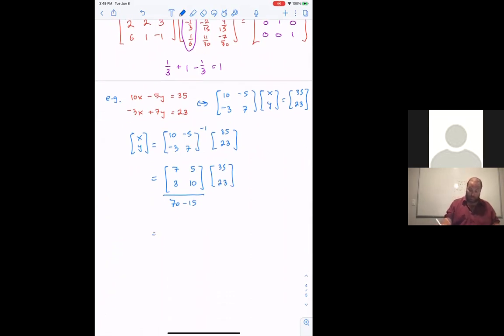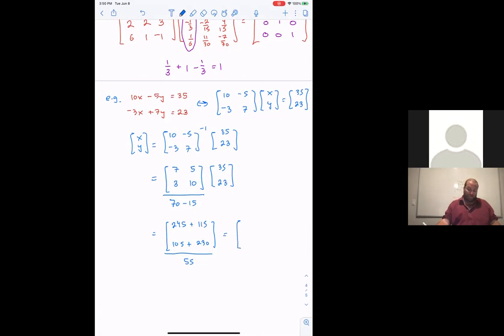So let's see what we get here. It's a 2x2 times a 2x1, so we know it's going to be a 2x1. 7 times 35, what is that? 7 times 30 is 210, 245, plus 5 times 23, that's what, 115. And then we have 3 times 35 is 105, plus 10 times 23 is 230, still divided by 55.